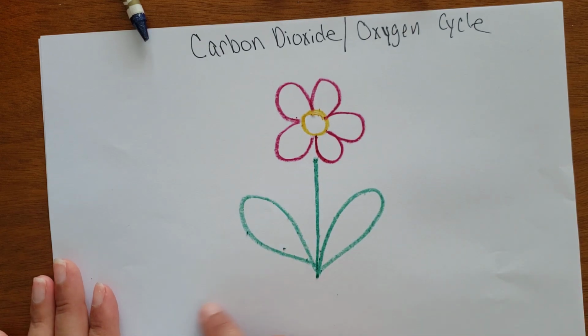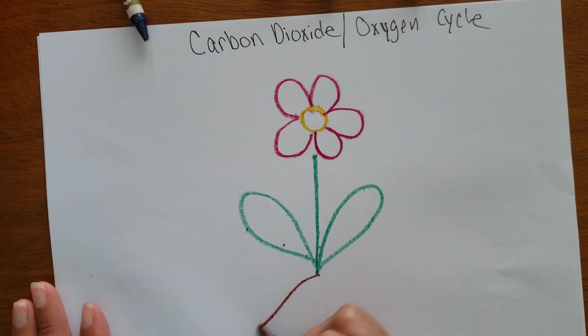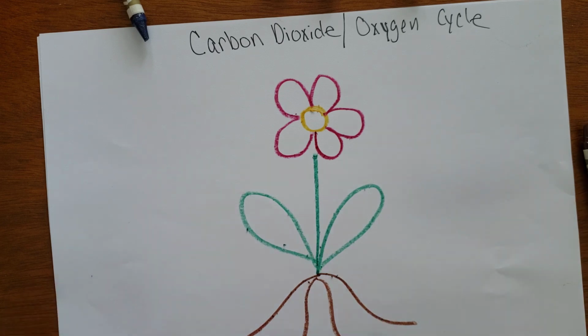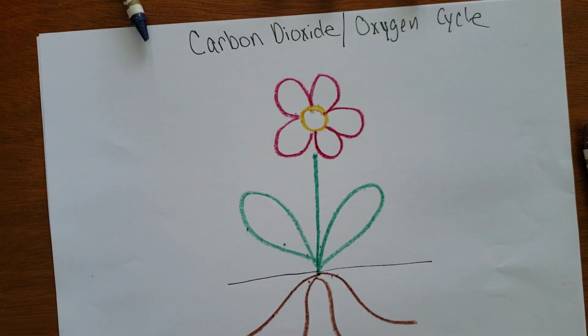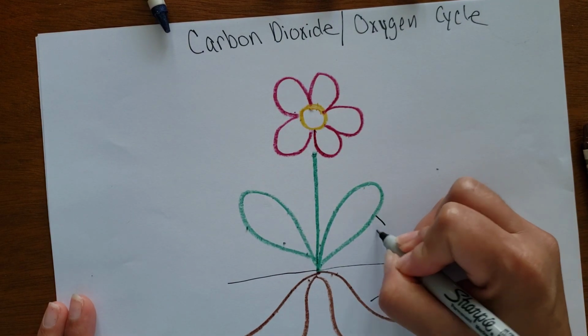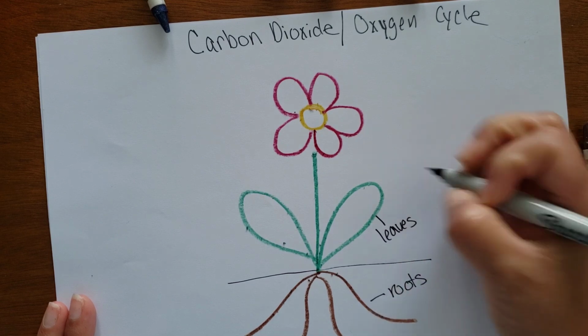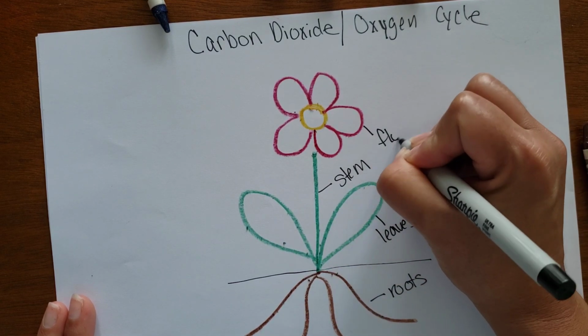All right, now what kind of structures are found at the bottom part of the plant? We're missing that, by the way. That's where you find the roots. The roots of the plant are found underground. That's why you can't see it. All right, so those are the basic plant parts. We have the roots, we have leaves, we have a stem, and we have a flower.